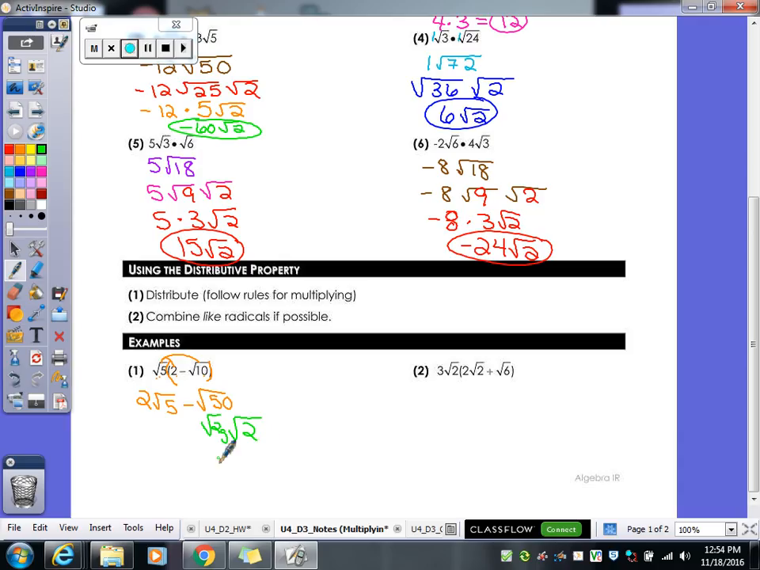Square root of 25 is 5. I'm going to bring down my subtraction sign and bring down my 2 radical 5 that was in front of it. Now thinking back to last class, can I subtract those? No, they don't have the same number underneath the radical. I got a 5 and a 2. So I can't combine them. That's going to be my answer.